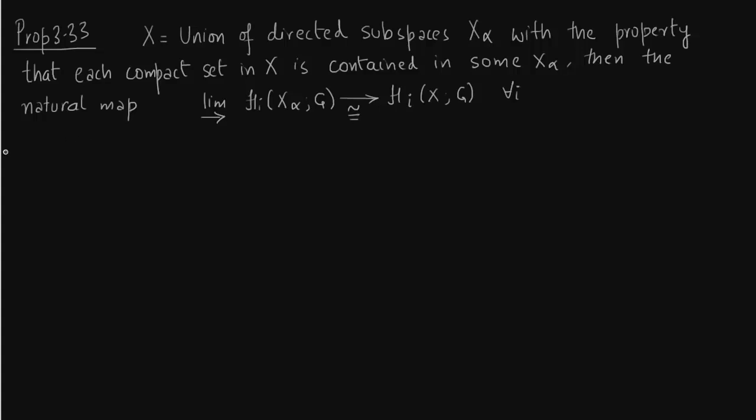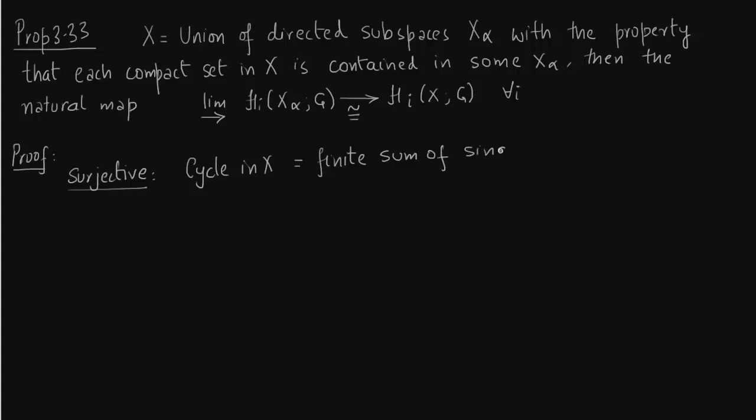So we have to prove two things. We have to prove surjectivity and we have to prove injectivity. Both of them are easy in this case. So you start with surjectivity. You take space X, and the space X has a cycle, and this cycle in X is denoted by a finite sum of singular simplices. So this is standard, nothing new here.